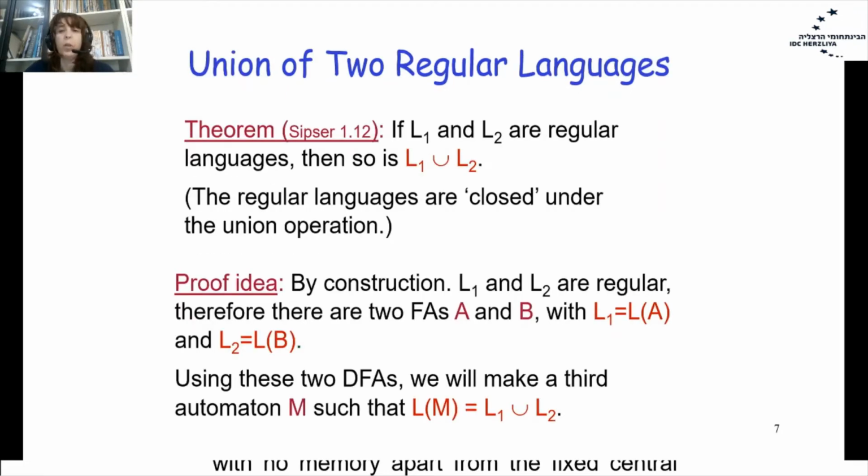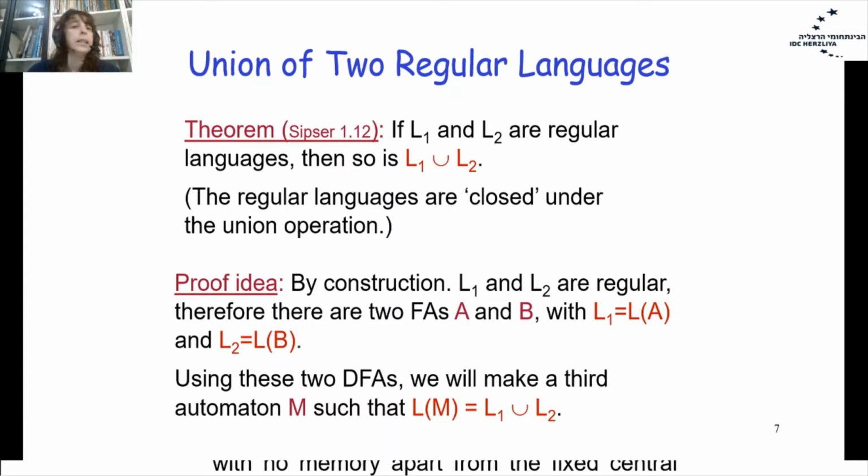Union of two regular languages is a regular operation. The theorem is: if L1 and L2 are regular languages, then so is L1 union L2. Or, in simple words, the family of regular languages is closed under the union operation. How will we prove this theorem? Basically, we will prove it by construction.